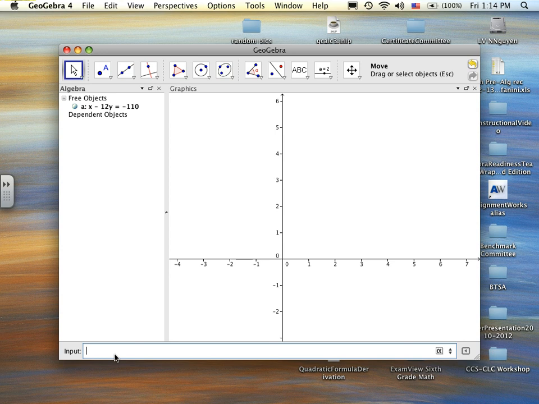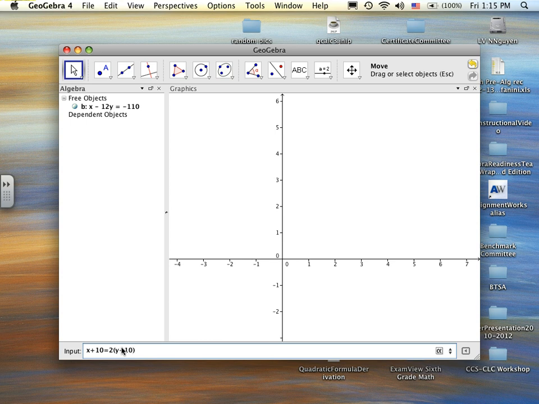Second equation. X plus 10 equals... Wait, did I do something wrong? Hold on. Let me correct it. Okay, so it's x minus 10 equals 12 times y minus 10. And then we have x plus 10 equals 2 times y plus 10.